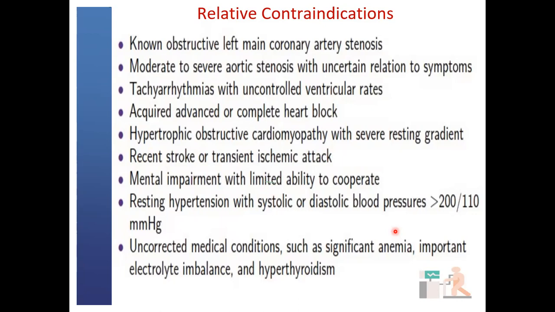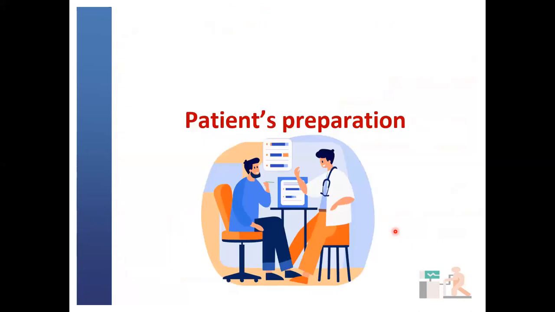Also, tachyarrhythmias with uncontrolled ventricular rate, acquired advanced or complete heart block, hypertrophic obstructive cardiomyopathy with severe resting gradient, recent stroke or transient ischemic attack, and mental impairment with limited ability to cooperate are also relative contraindications. And resting hypertension with systolic or diastolic blood pressure greater than 220 over 110 is a relative contraindication. But in my own personal opinion, to be safe, I wouldn't want to subject anybody with a blood pressure of 200 over 110 millimeters of mercury to a treadmill test. However, let us know that this is one of the relative contraindications. And lastly, uncorrected medical conditions such as significant anemia, important electrolyte imbalance, and hyperthyroidism.